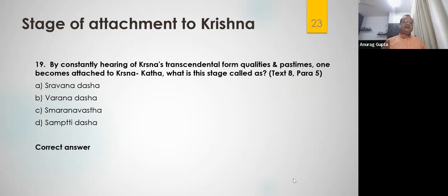Varana Dasha. So again, what happens is when we come to association of devotees, we start hearing about Krishna. That is Shravana Dasha. But by continuously hearing, we become attached to Krishna Katha. Now we are talking here about a stage called Nishtha. We become stable. We become steady. So now we have accepted it properly. So that is actually called Varana Dasha.